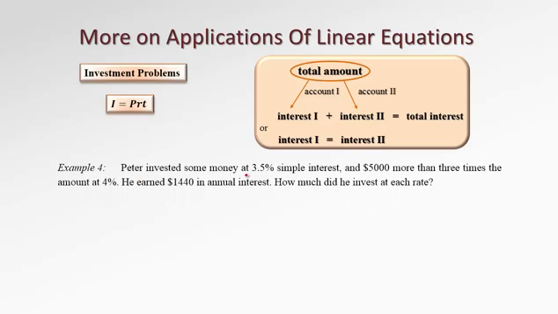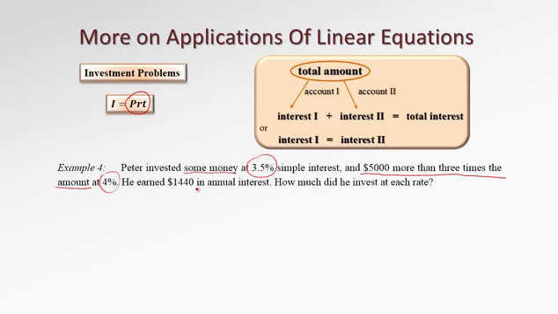Peter invested some money at 3.5% simple interest. Simple interest just tells us that we can use the formula PRT. Okay, so Peter invested some money at 3.5% and 5,000 more than 3 times the amount. So that's the full phrase that we need to figure out. Let's leave it for next time when we read it. This amount of money at 4%. Okay, as you see, we have two accounts, 3.5% and 4%. He earned 1,440 in annual interest.